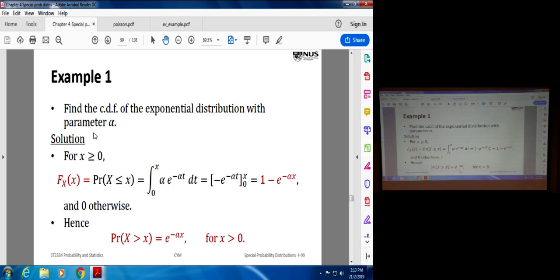So example 1 is to find a CDF. Well, we already did that, but let's do it one more time so that everybody's clear. Doing things twice doesn't hurt, as long as we are clear. So we want to find the CDF of the exponential distribution with parameter alpha. In my calculation a moment ago it was lambda. It doesn't make any difference. So we set the value of little x.